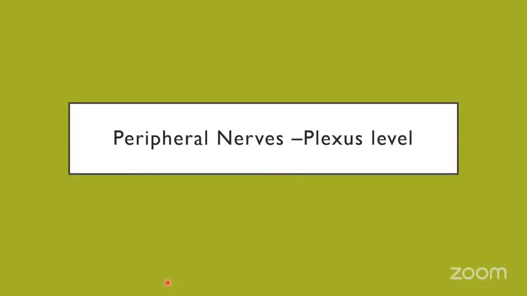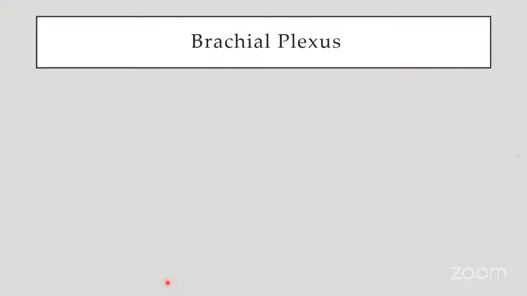And moving on to the peripheral nerves at the plexus level, I'll discuss the brachial plexus and the lumbar plexus.